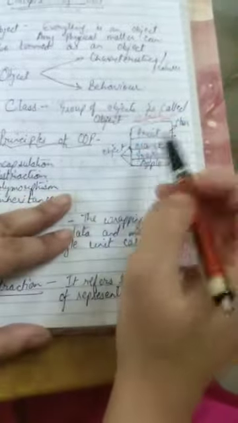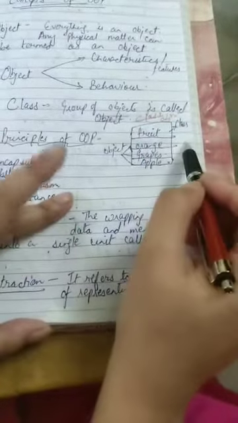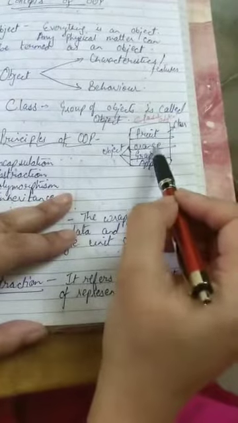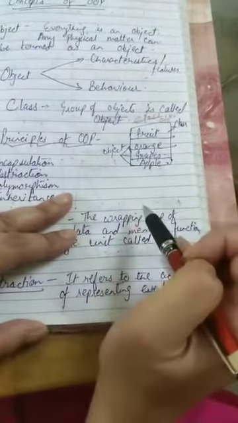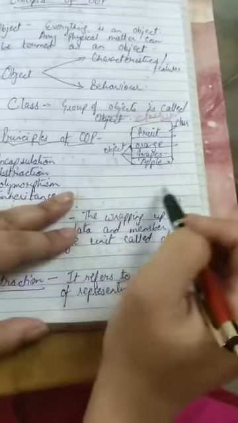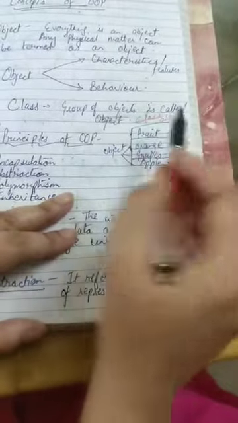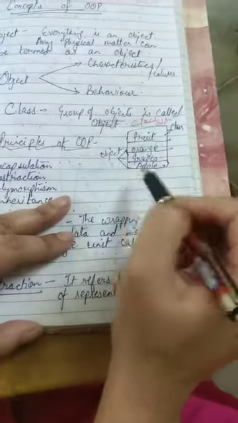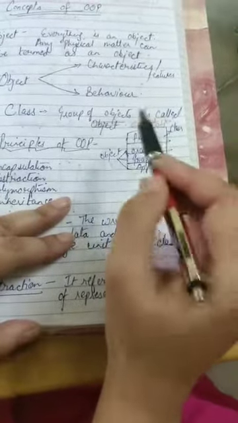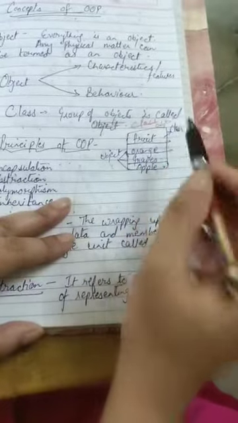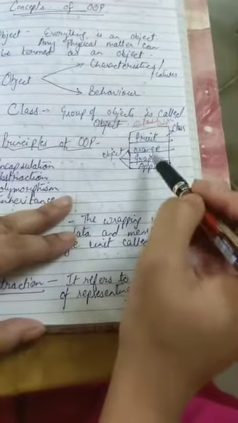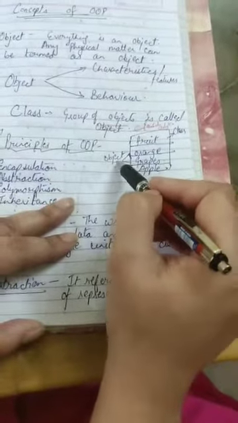As I told you, everything is an object. So orange is an object, grape is an object, and apple is an object. But orange, grapes, apple, papaya, avocado, all of these belong to the same category, that is fruit. So fruit is your class, and the orange, grapes, apple, papaya, these all are your objects, right?